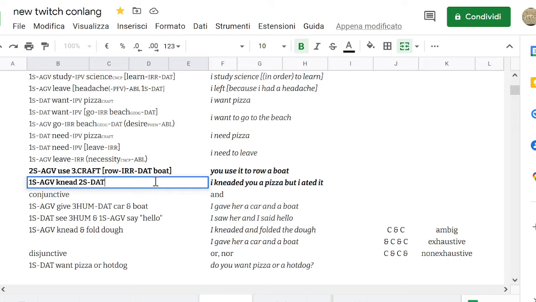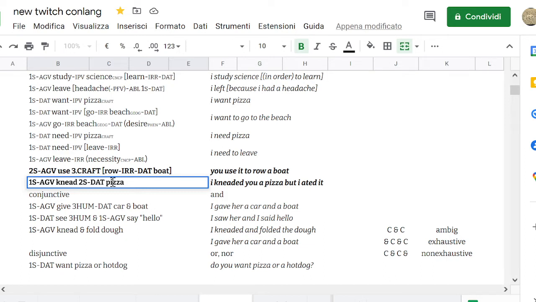I talked about why I probably usually won't need a beneficiary-recipient distinction, because the kind of verb will clarify it. This is not a verb of giving. This is a verb of action, so the dative person here, I should probably specify that, with first and second persons, it's always human. So, second person, dative, so I needed for you, and then pizza.